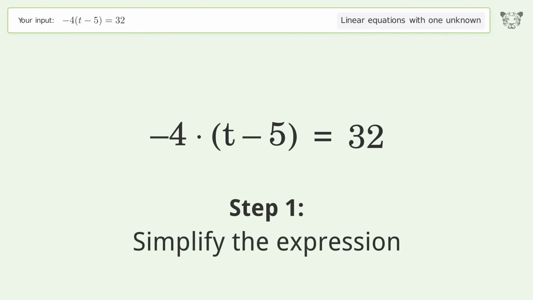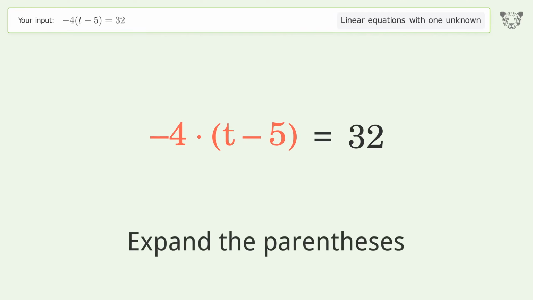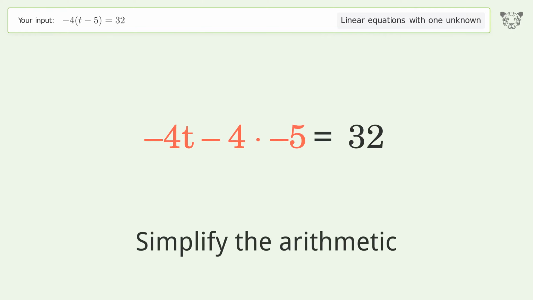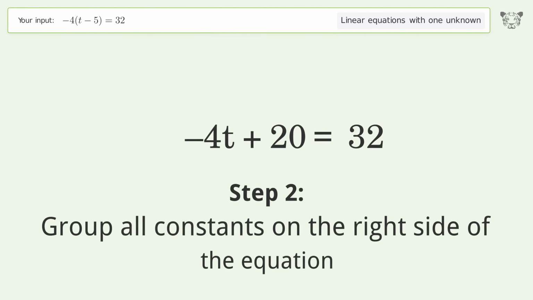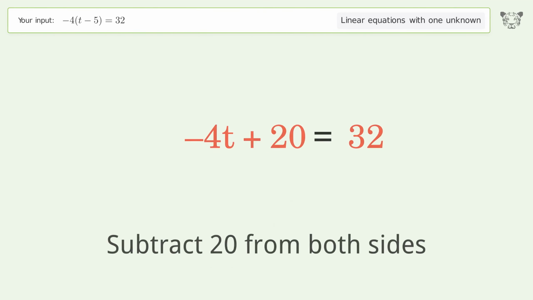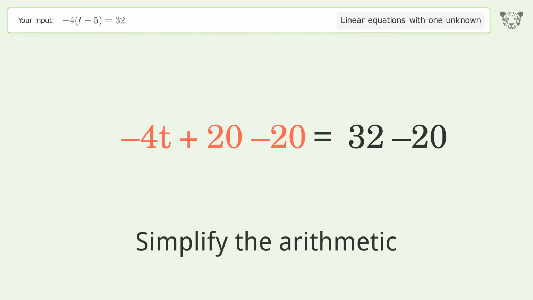Simplify the expression. Expand the parentheses. Simplify the arithmetic. Group all constants on the right side of the equation. Subtract 20 from both sides. Simplify the arithmetic.